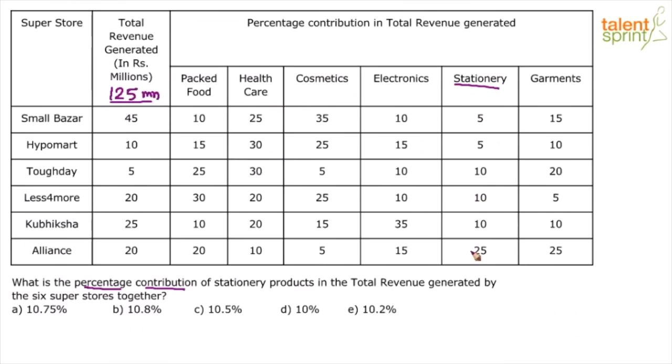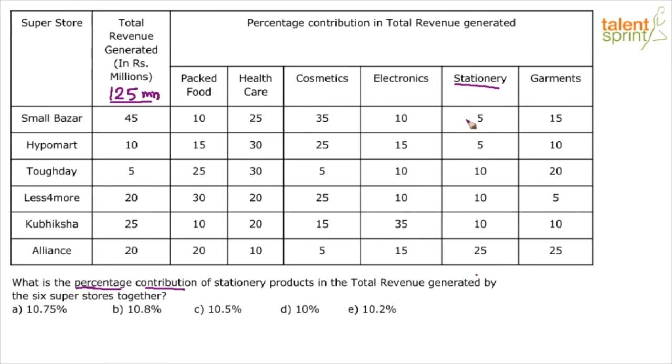Now, how do you have to solve this? Find out the revenue of stationery products from each superstore. Get the total revenue of stationery, then find out the percentage. Are you able to follow? He's basically asking us to find out stationery is what percentage of 125 million. So X is what percent of Y? X by Y into 100. So basically stationery revenue divided by 125 into 100 has to be done.